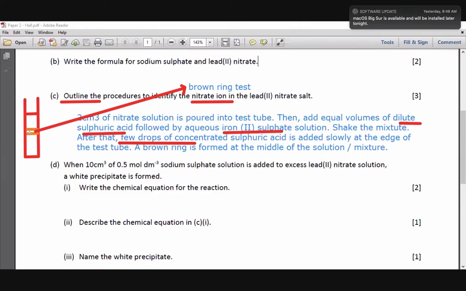Right, the brown ring is at the middle. So if you shake the brown ring, it will disappear. Right? So that's why after you add the concentrated sulfuric acid, you can shake it.